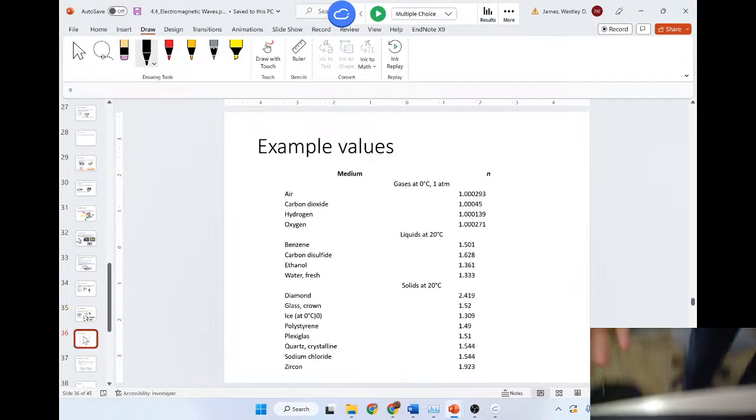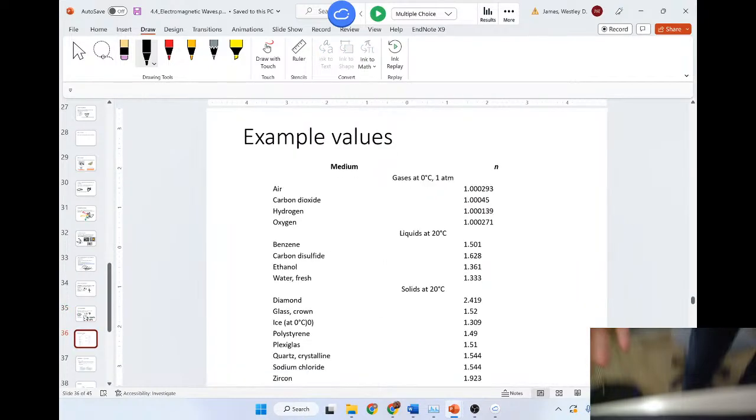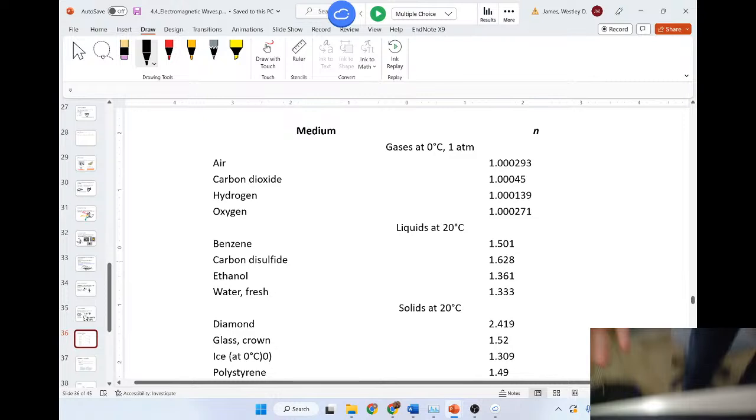All right, here's a table that's really hard to read of various indices of refraction. You do not need to have these memorized. You do not need to have these written down. I will always give you the value of N in a problem. Or I'll say solve for N. You do not need to know the index of refractions of various materials. I just wanted to show them to you because they're kind of interesting to talk about.